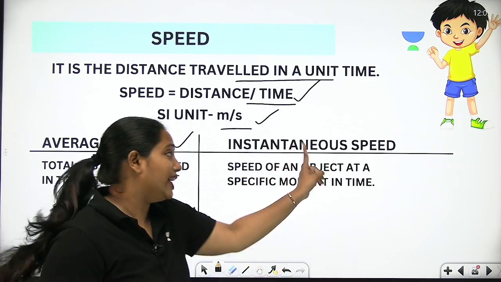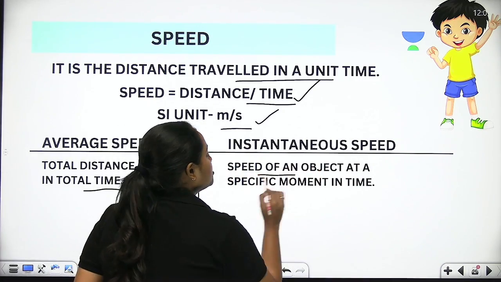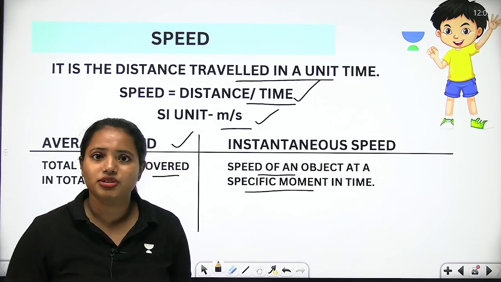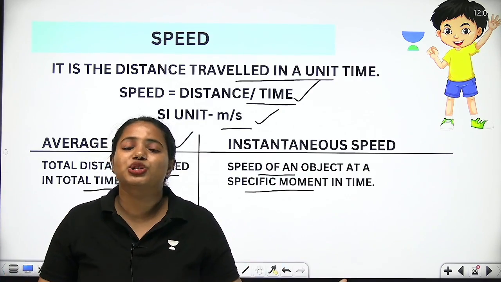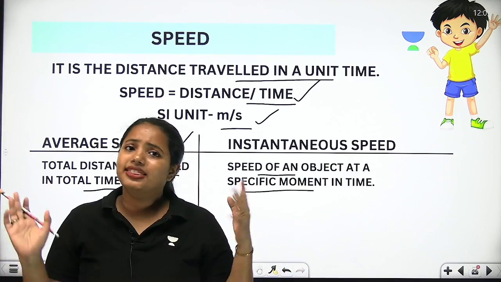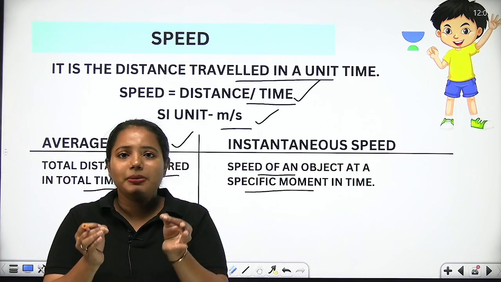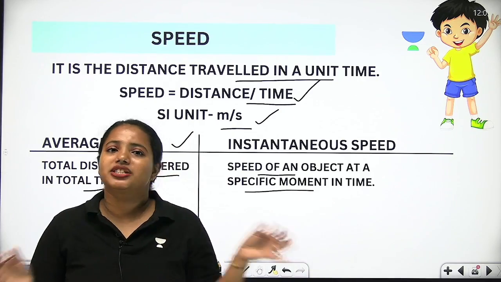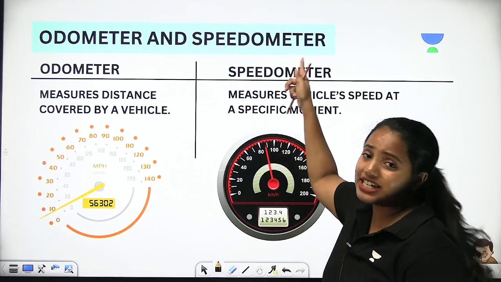But when it comes to the instantaneous speed, this is a different one. It is the speed of an object at a specific moment of time. So if I want to measure speed at this particular moment, that's going to be instantaneous speed. And this can be different or same throughout the journey. It's nothing but the speed at a particular moment. Clear? And now we are going to learn about odometer and speedometer.